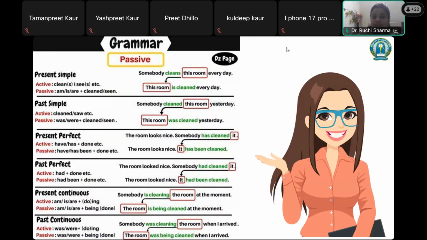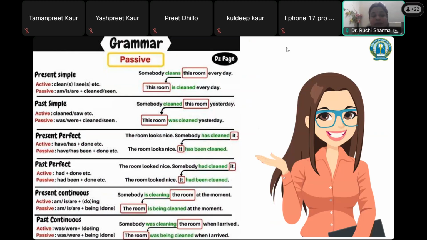Present perfect tense, again, look at the grammar. You look at the auxiliary verbs have and has plus done that is used. Now in the passive voice, you have has been done, etc., that are used here. So the room looks nice. Somebody has cleaned it. The room looks nice. It has been cleaned.